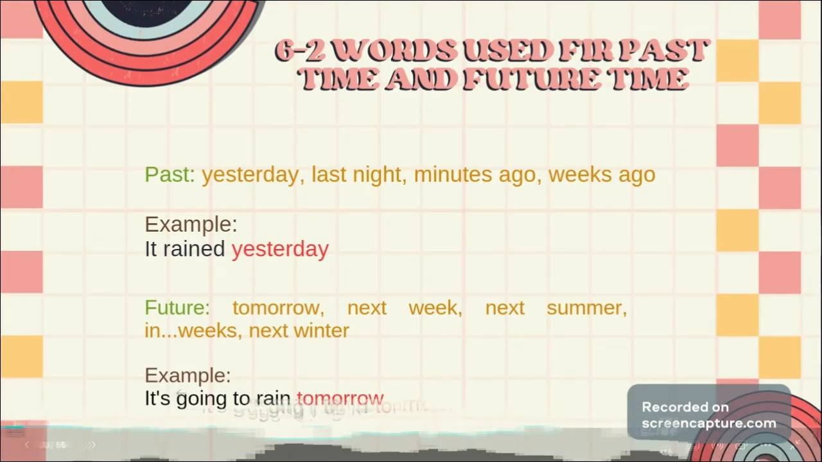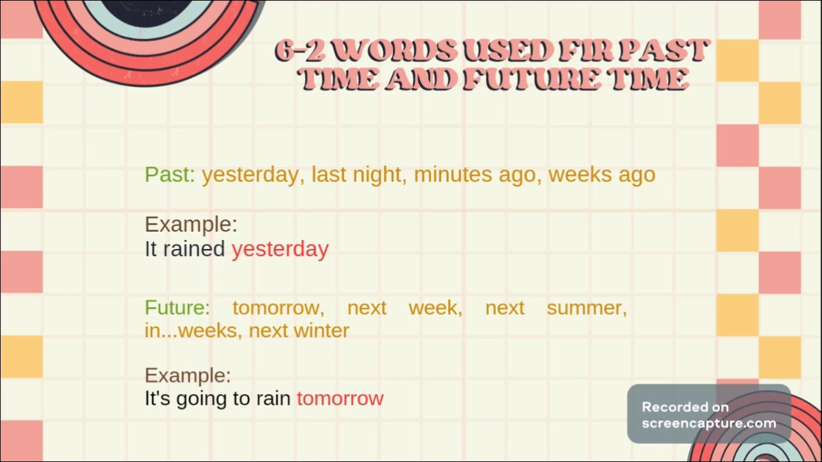Next, words used for past time and future time. For past, we have adverbs of time: yesterday, last night, minutes ago, weeks ago. Example, it rained yesterday. As I said before, it expresses past time. And for future, we have tomorrow, next week, next summer, in two weeks, next winter. Example, it's going to rain tomorrow. Yes, tomorrow indicates that it's a future plan.